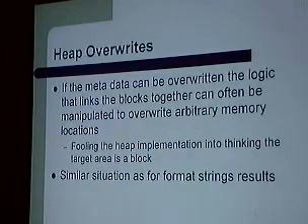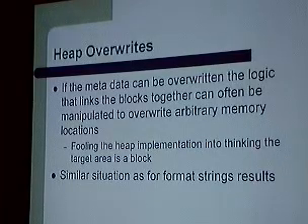And the key with heap overwrites is basically that if the metadata can be overwritten, you can subvert the logic of the memory allocator. Now, obviously, the memory allocator is trying to follow these blocks, and it's trying to correct the metadata. When a block gets freed, it tries to go to the other blocks and make sure that all of the metadata is consistent.